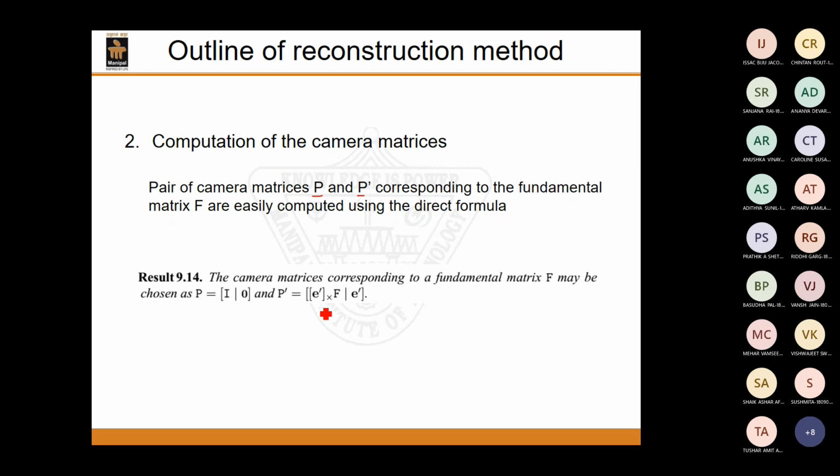So what I can do is simply take the cross product over here, okay? Here E dash is basically for the epipolar poles that you see, right? And I just find the cross product of those epipolar points with the fundamental matrix in order to get the camera matrix for the second camera. Okay, so once we know this P and P dash, that means we know the camera parameters, right? Then we proceed as usual.